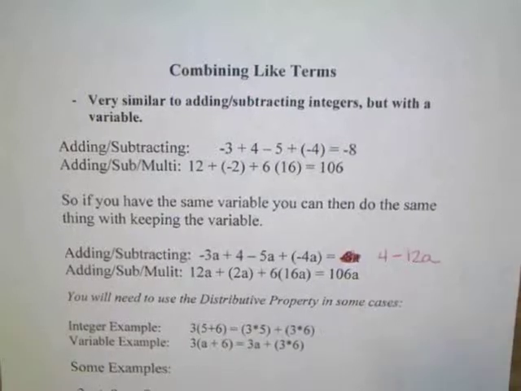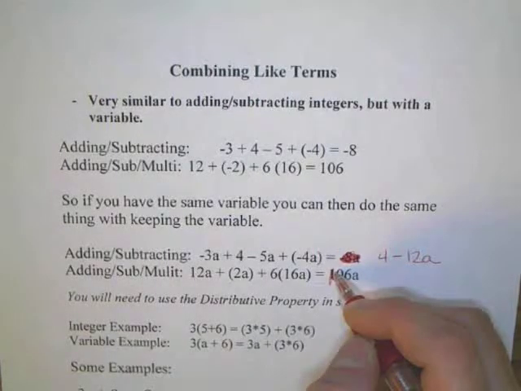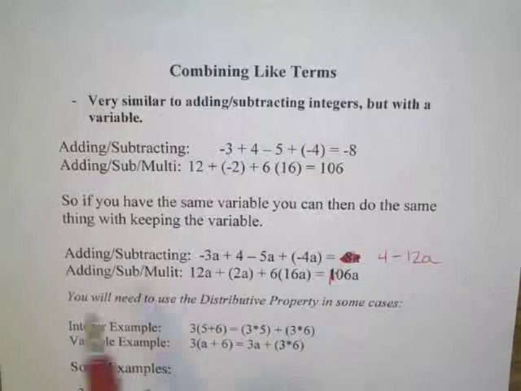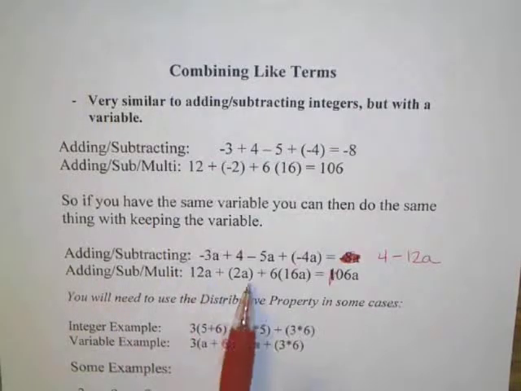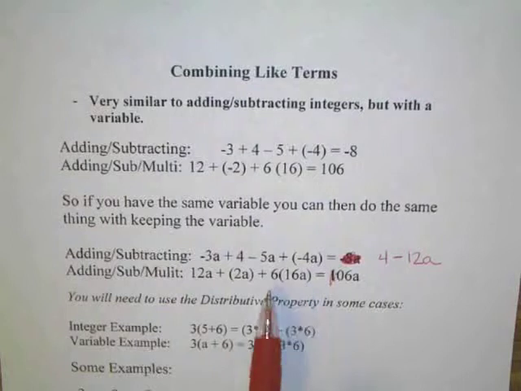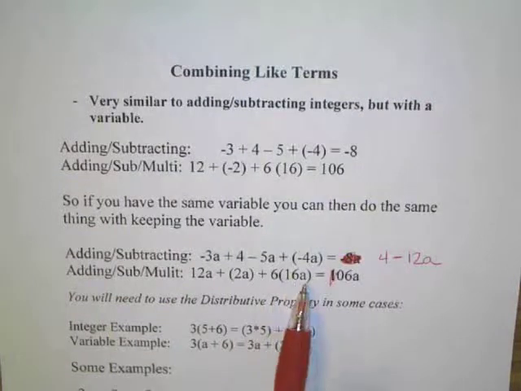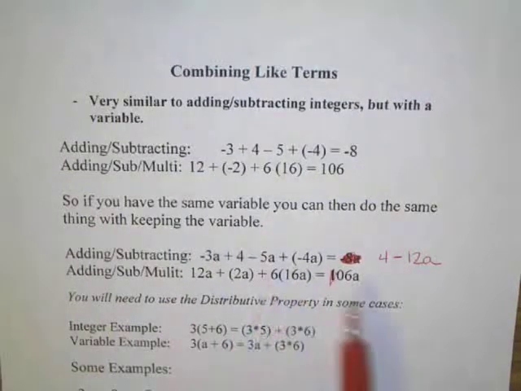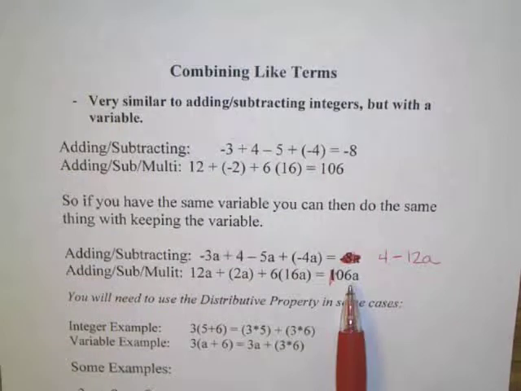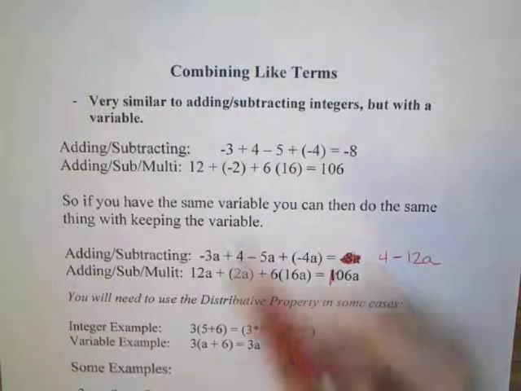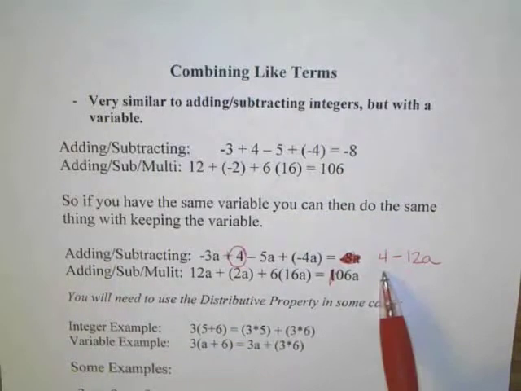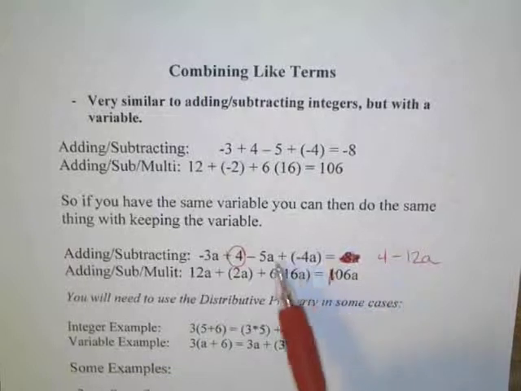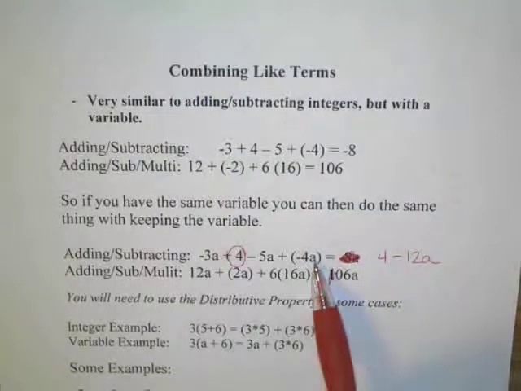Okay? In the same context, we can take our adding, subtracting, multiplying, and if we have a variable a in 3 places, we're going to take 6 times 16a, and then add a 2a and a 12a, and we come up with 106a. The difference between these two is that we have one of our integers without a variable. So we have to keep that one separate because it cannot be combined with the others because of the variable.